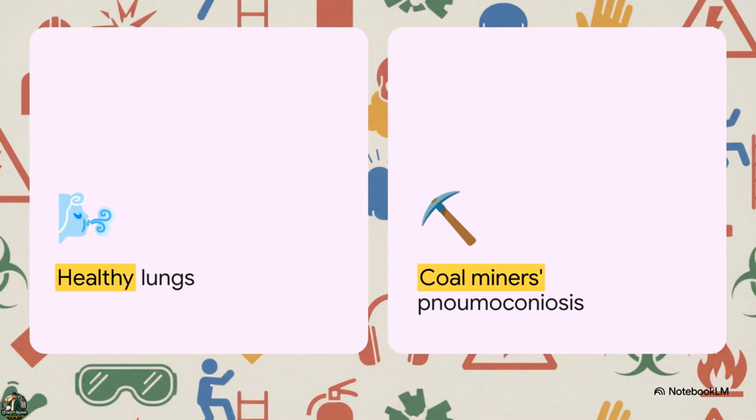To use a pretty vivid example straight from the text, just imagine the stark difference between breathing clear air and the suffocating reality of a worker developing entry 26, coal miners' pneumoconiosis. This is literally the physical accumulation of coal dust deep in the lungs, leading to a massive tissue reaction.